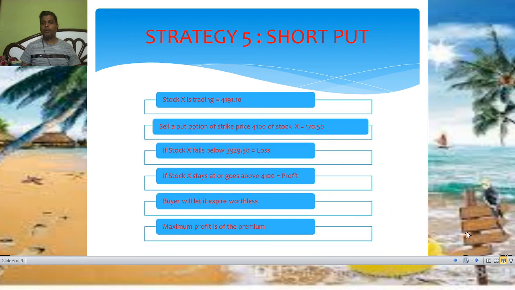Now consider that the spot price of stock X is trading at 4191.10 and we sell a put option of strike price 4100 of stock X at a premium of 170.50. So if the spot price of stock X falls below 3929.50, the seller will make the loss. Whereas if the spot price of stock X stays at or goes above 4100, the seller will make the profit. In this situation, the buyer will not exercise its option and it will expire worthless. And the maximum profit in this case to the seller will be the option premium.